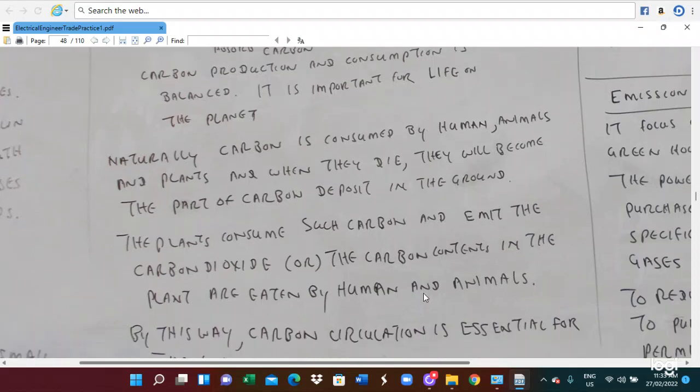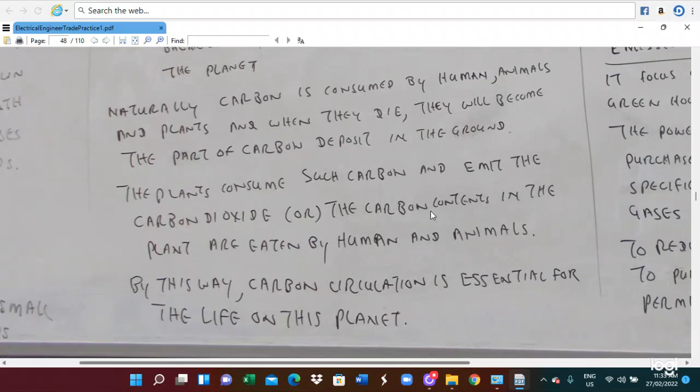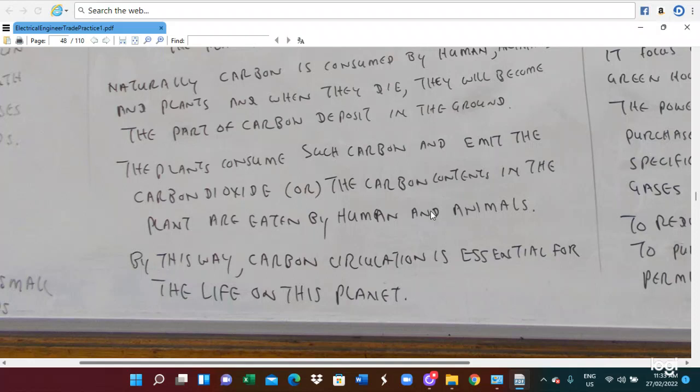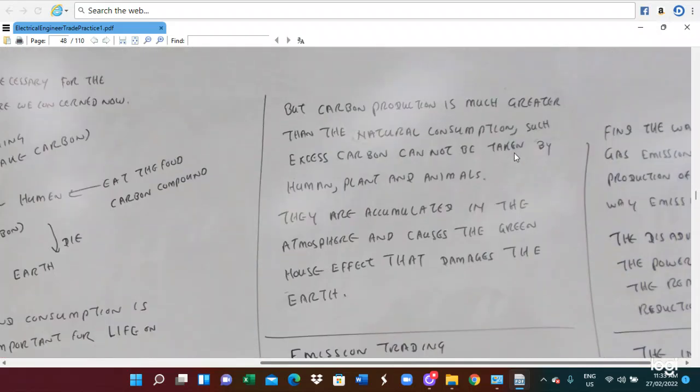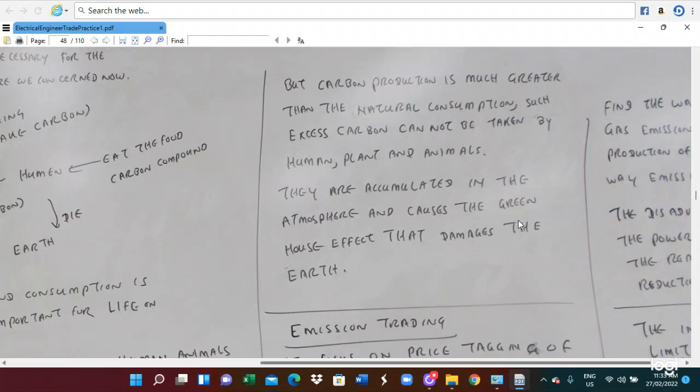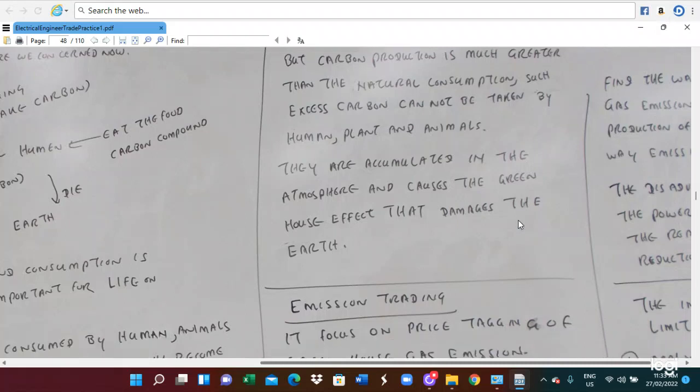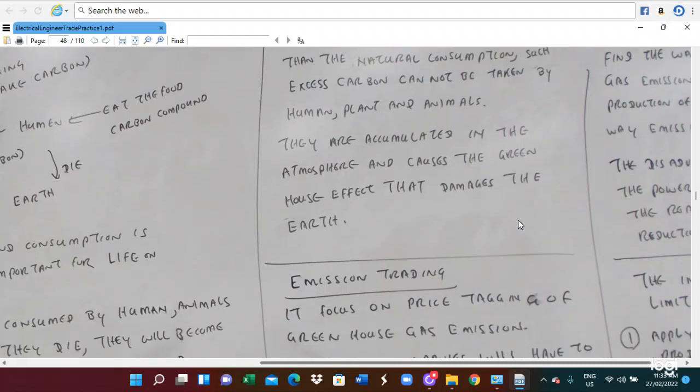Naturally, carbon is consumed by humans, animals, and plants, and when they die, they begin the start of the carbon deposit in the ground. The plants consume the stored carbon and emit carbon dioxide, and the carbon contents in the plants are eaten by humans and animals. By this way, carbon utilization is essential for life on the planet. But carbon production is much greater than natural consumption. Such excess carbon cannot be taken by humans, plants, and animals. It accumulates in the atmosphere and causes a greenhouse effect that damages the earth.